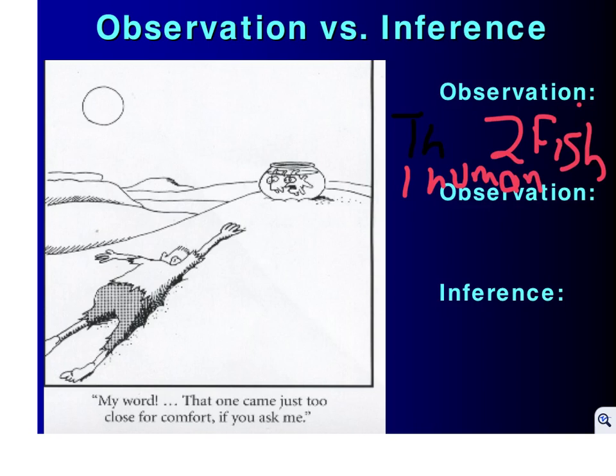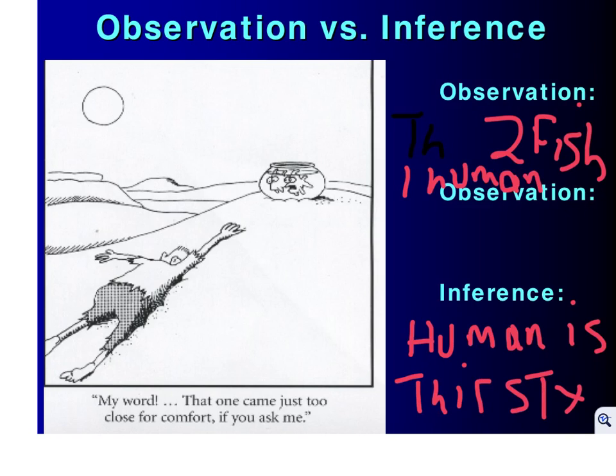These are observations you could make. An inference is essentially what you predict is going to happen maybe a few seconds later. So for an inference, you could say the human is thirsty because he is spreading his hands out to try to get the fish. That is still an inference. You don't know that as a fact. Maybe he was just tired.